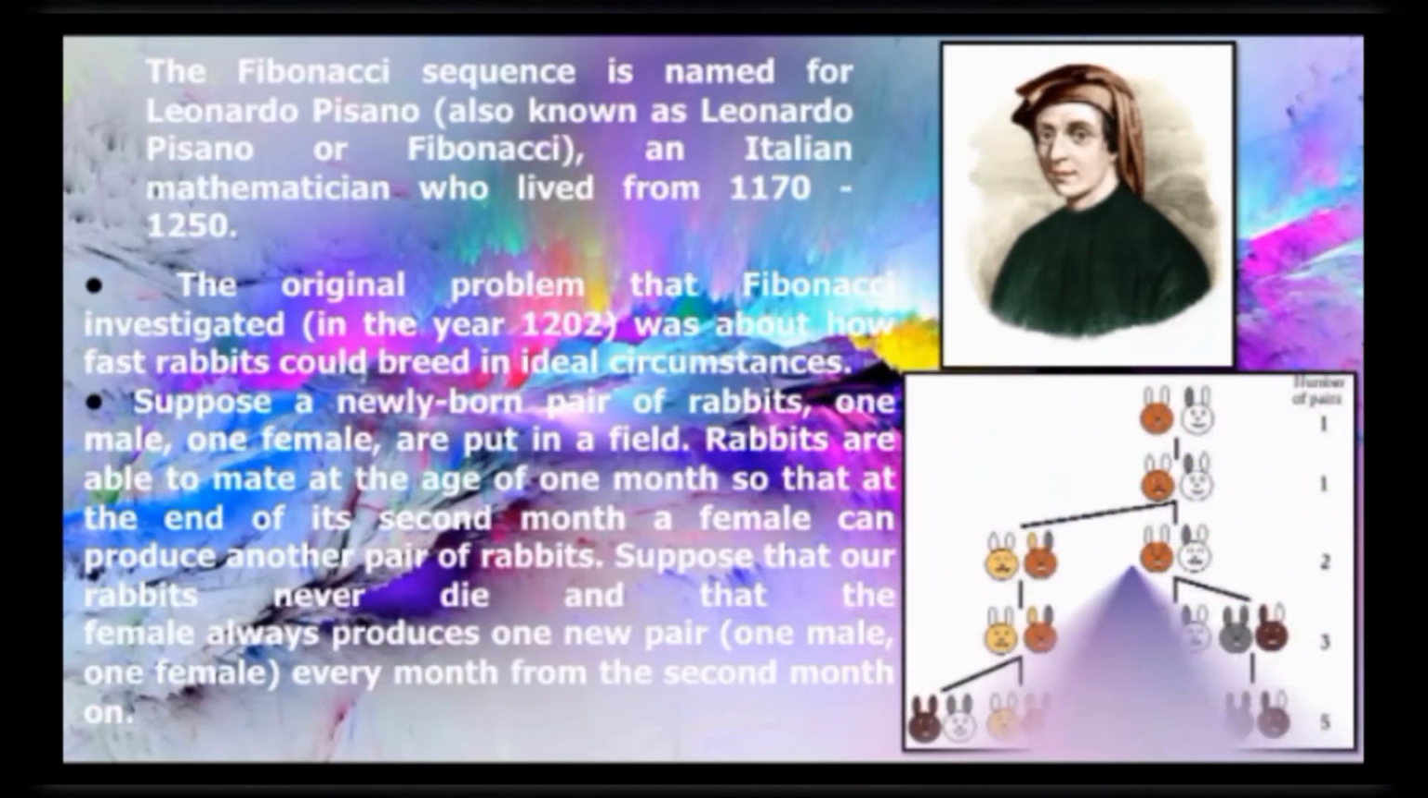This is the result. The number of pairs of rabbits in the field at the start of each month is 1, 1, 2, 3, 5, and so on.